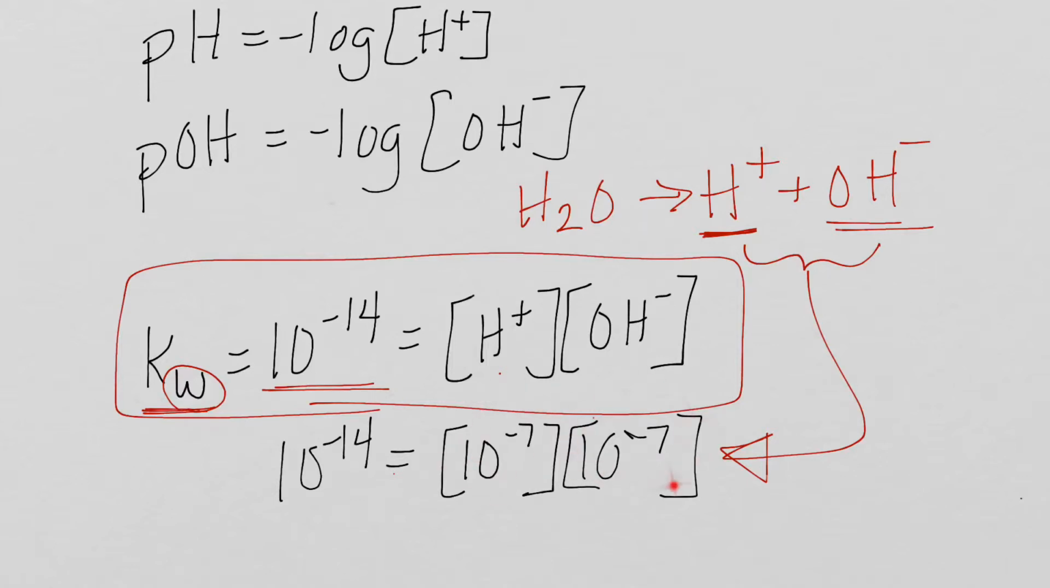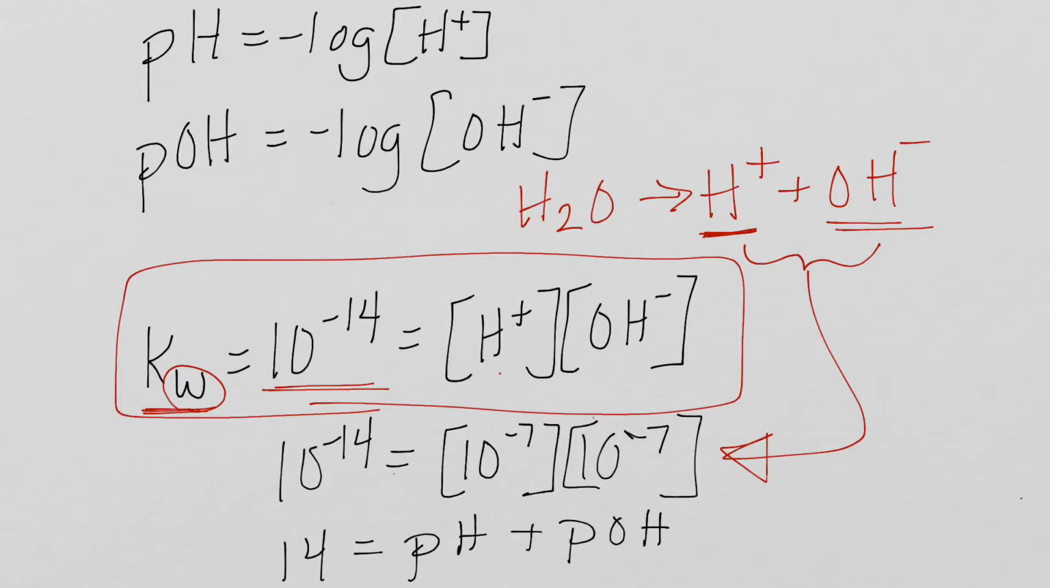10 to the negative 7 and 10 to the negative 7, when you multiply those together, remember when you multiply two numbers like this together, you add the exponents. So negative 7 plus negative 7 is negative 14. And that's always the Kw value. So if these equal each other, that also means that 14 is going to be the pH plus the pOH.